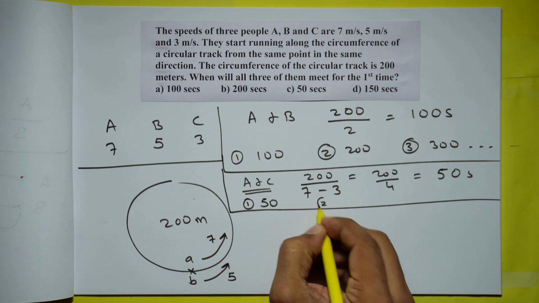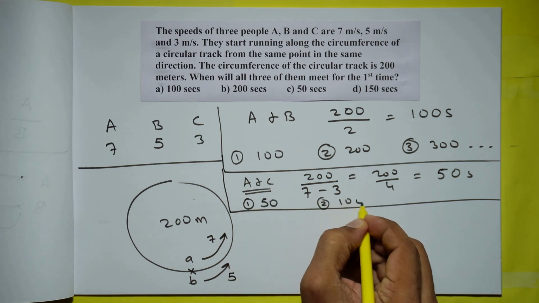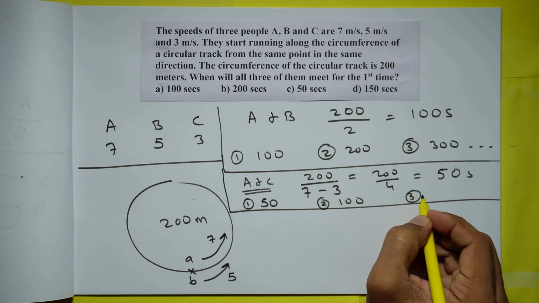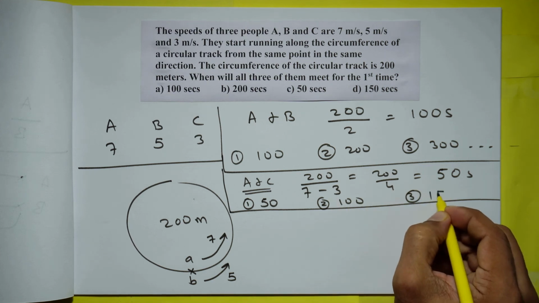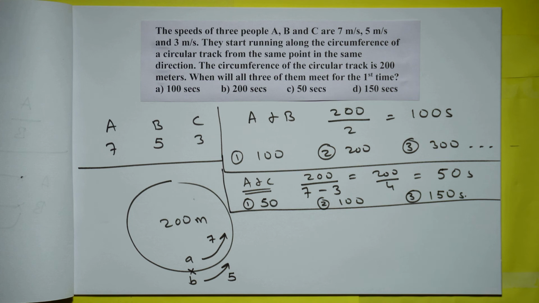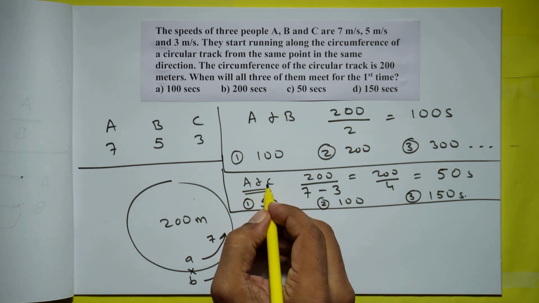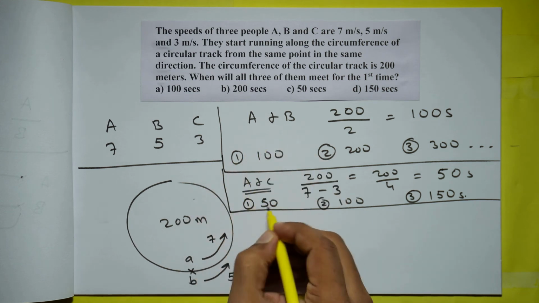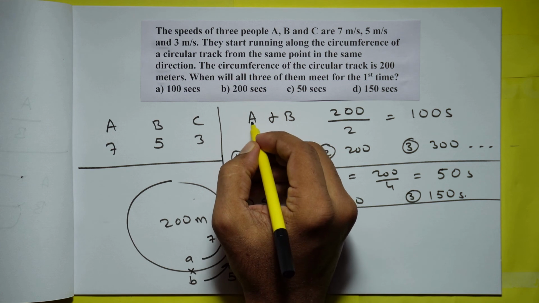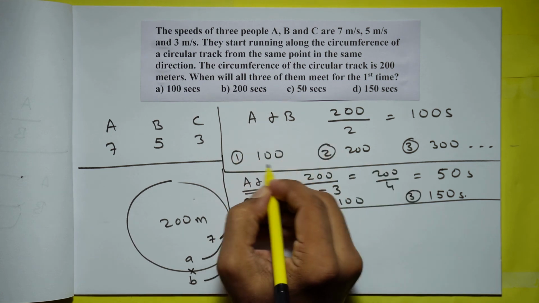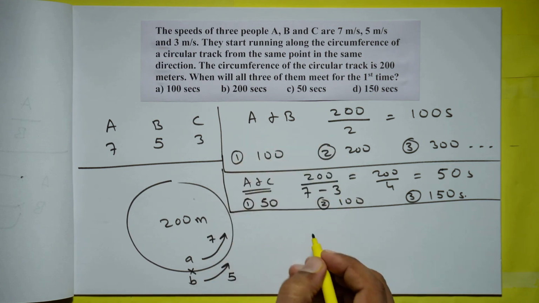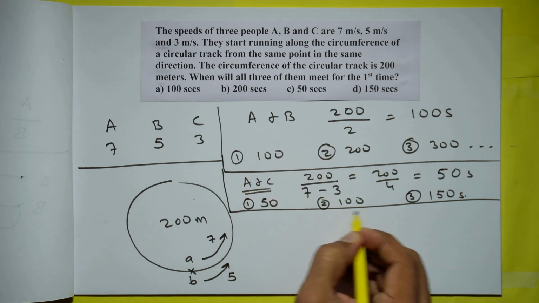Then the next overtaking will occur after another 50 seconds, so it will be 100 seconds. Then the next overtaking will occur after another 50 seconds, so every 50 seconds. After another 50 seconds will be 150 seconds. So every 50 seconds, A will be ahead of C by 1 full round and A will overtake C. So A will meet C every 50 seconds and A will meet B every 100 seconds. So in 100 seconds, A will overtake C as well as B, which means that all three of them will be at a single point. A will be overtaking B as well as C in 100 seconds.